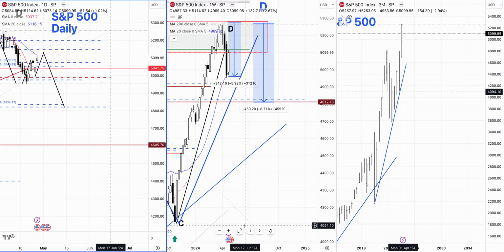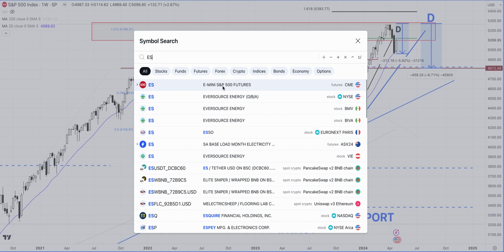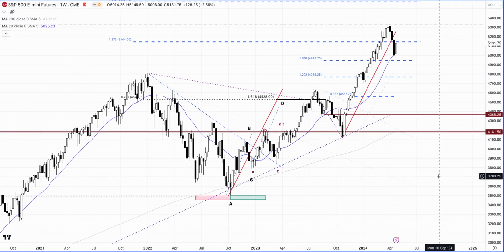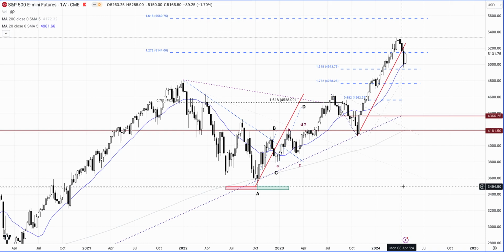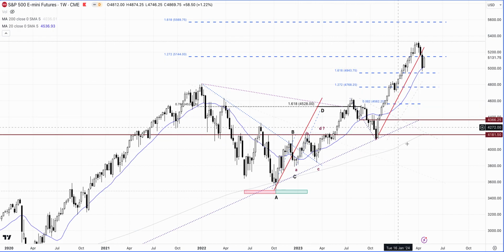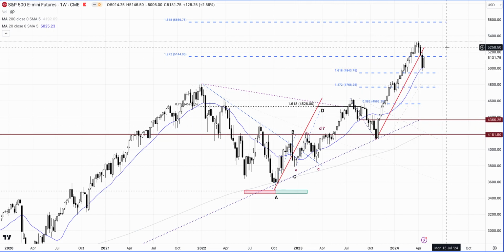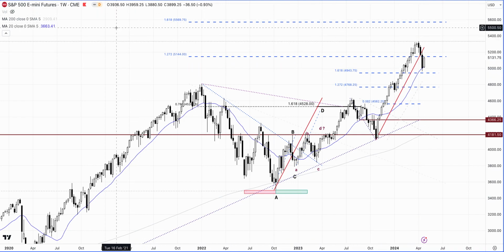Okay, so now we'll move to the S&P 500 futures. The cash market I like to use for longer term because it's the cash, and for shorter term it's really important to also take a look at the futures market. So this is the E-mini weekly chart. Here you can see the ABCD completing, and the market pulls back.